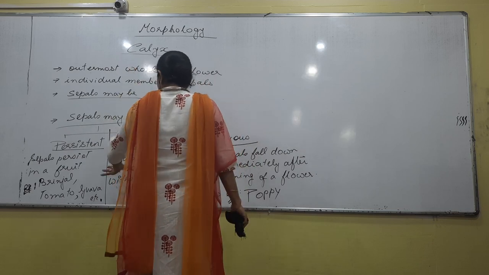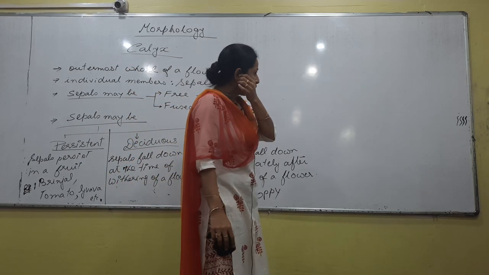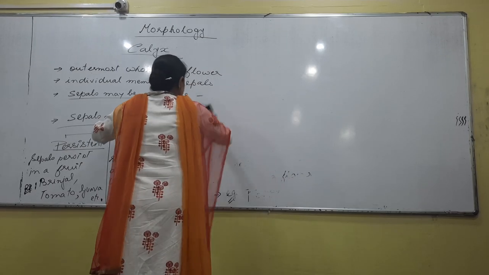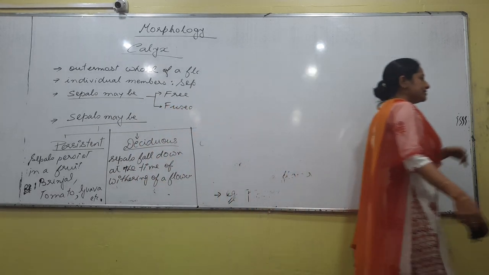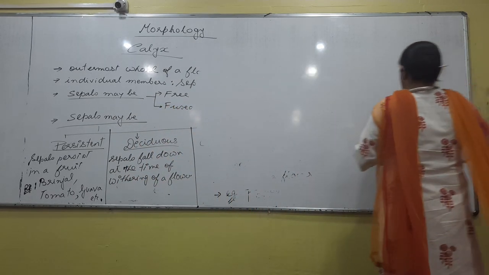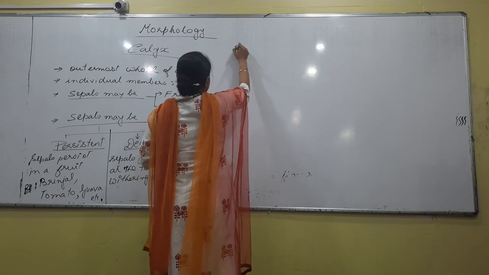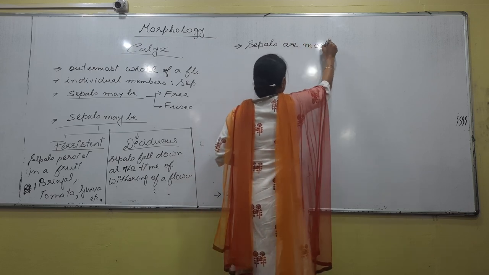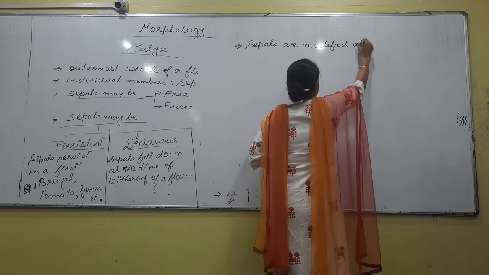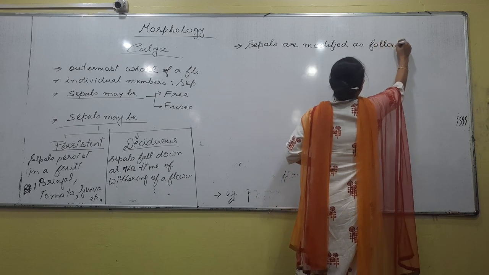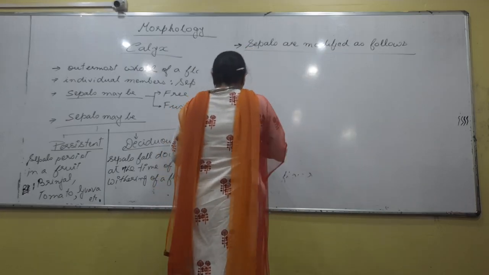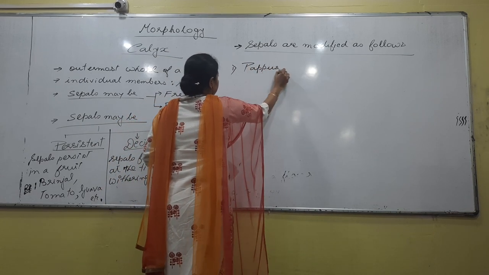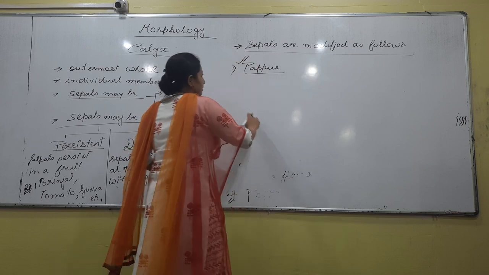So out of these portions that we have written, polysepalous, gamosepalous, keep these words in mind, that is important, and persistent calyx. Next, we need to talk about modification of calyx. Very important. Write it down.